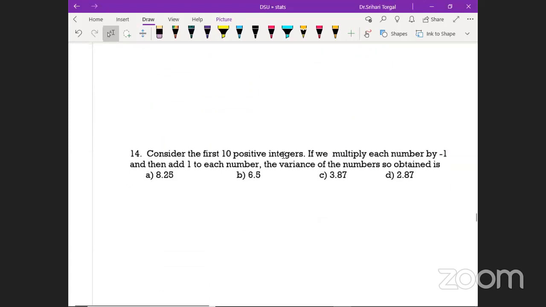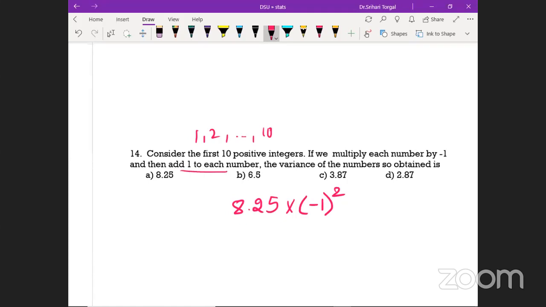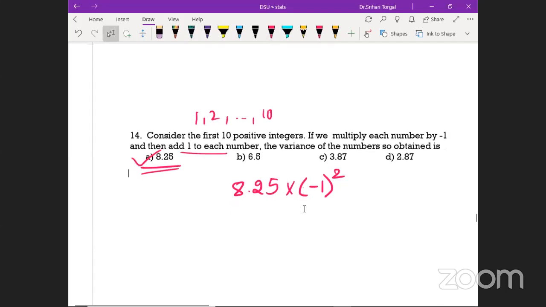Answer for question number 14 is: consider the first 10 positive integers. If we multiply each number by -1 and then add 1 to each number, that becomes -1, -2 up to -10. Then add 1 to each number. That will not affect, right? And if it is multiplying, that will affect. But the previous 8.25 is the variance that has to be multiplied by (-1) square. (-1) square, remember. 8.25 only. Yeah. Next.